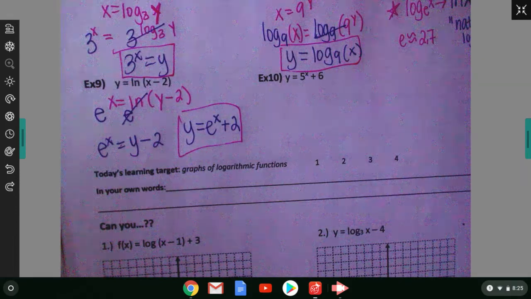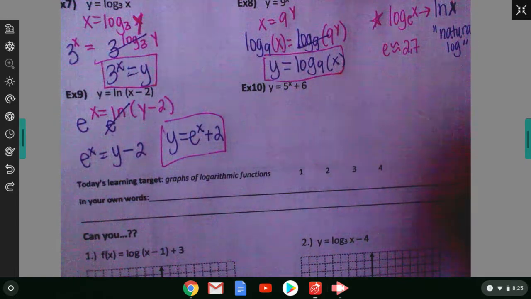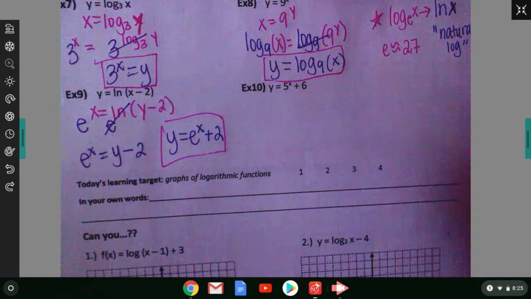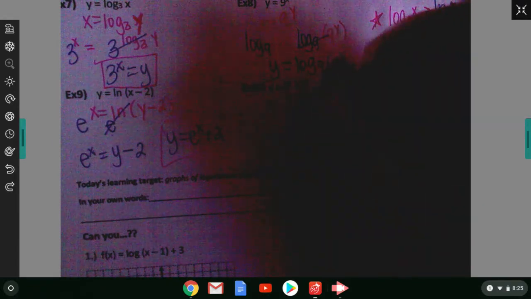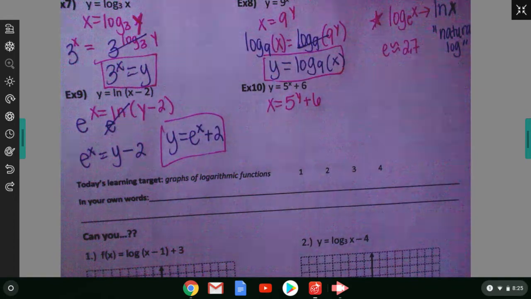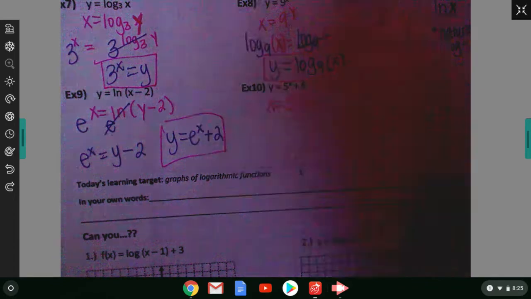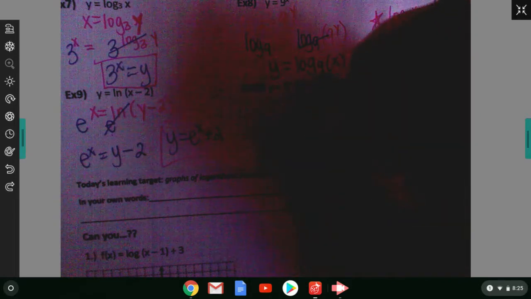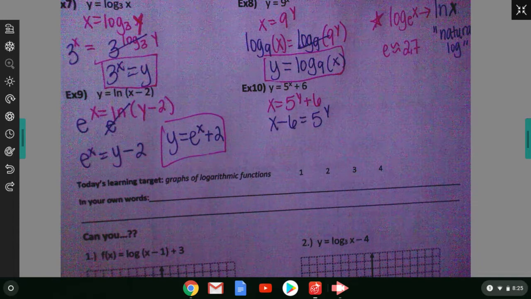All right, last one. y equals 5 to the x plus 6. So let's see, we want to get the thing that is to the x by itself first. Actually, no, first we need to switch x and y. Let's do that. Getting ahead of myself. Now we want to get the thing that is to the y by itself. So let's move the 6 over. And now we've got the 5 to the y by itself.